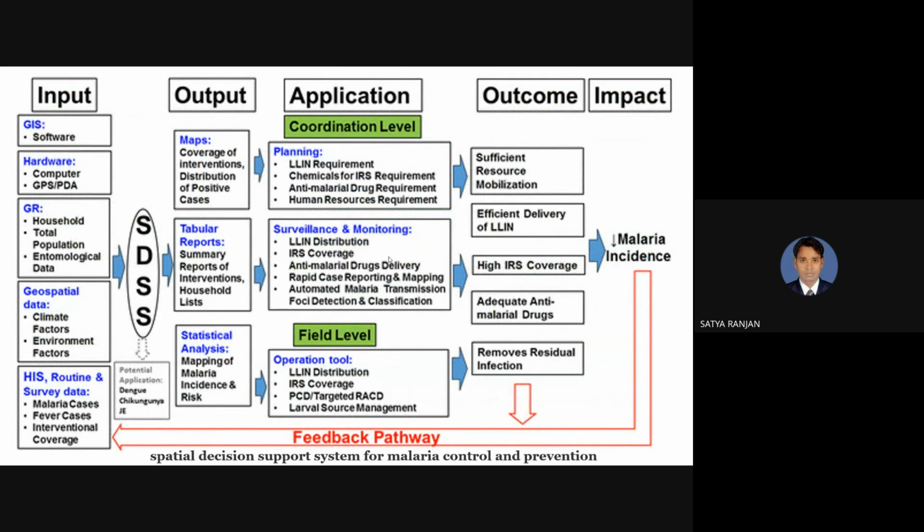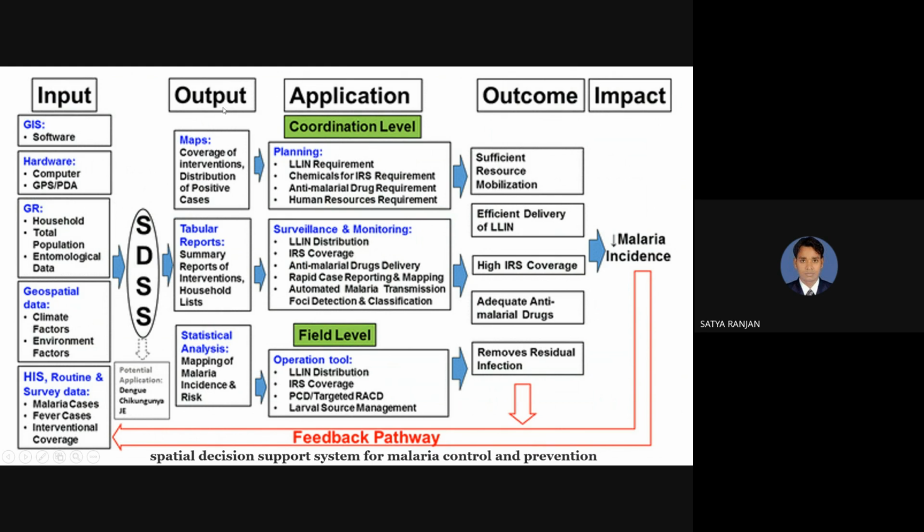Then there is a spatial decision support system. So in all departments like disaster management, health sector, urban sector, water resource, they all have different spatial decision support systems. So in this slide, there is a spatial decision support system for malaria control and prevention.